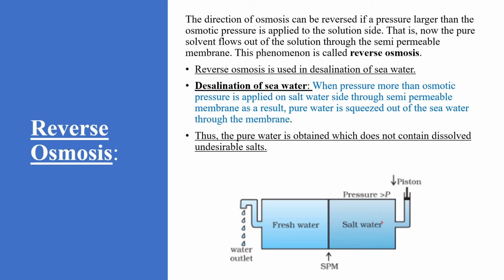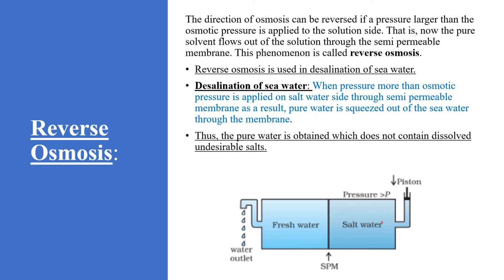In osmosis, movement of solvent particles towards the solution side takes place, but in reverse osmosis, on applying larger pressure on the solution side, the solvent particles from the solution will move towards the pure side through a semi-permeable membrane. This process is known as reverse osmosis, and reverse osmosis is used in desalination of seawater, when pressure more than osmotic pressure is applied on the salt water side.